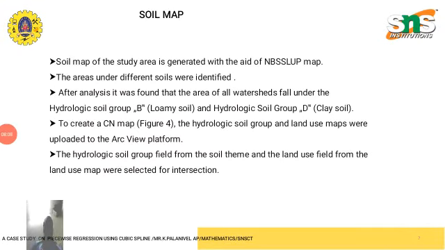The land use and soil maps are also used. The soil map of the study area is generated with the aid of NBSS&LUP. They create CN maps also. The hydrologic soil group field from the soil theme and the land use field from the land use map were selected in the intersections also.